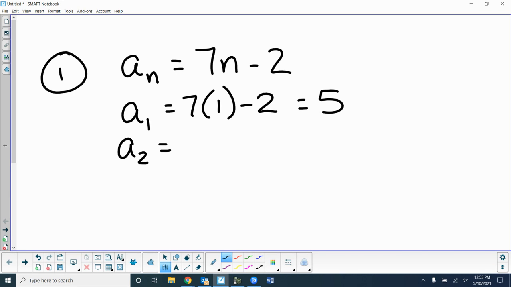When I want to find the second term, substitute 2 in for n. 14 minus 2 is 12. And I can stop right here. Why? It's multiple choice, and there's only one choice that starts 5, 12, right? So, just get as far as you need to get so you can make your choice. So, number 1 would be D.